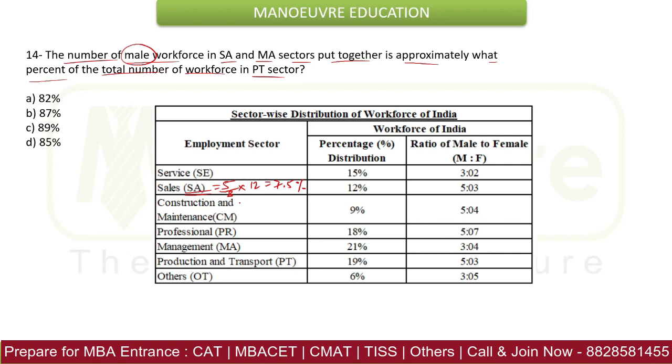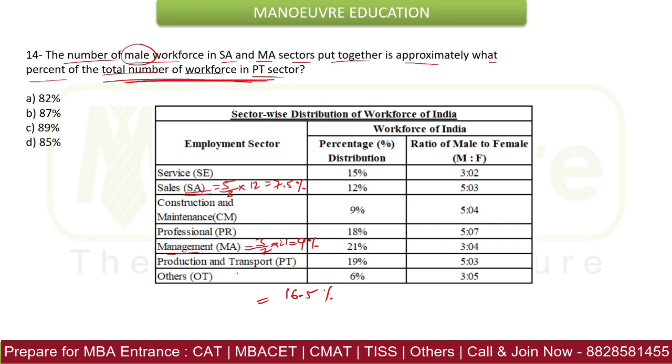And in MA sector, MA means management sector, the male percentage will be 3 by 7 into 21, this is 9%. Yes, so total will be 7.5 and 9, that will be 16.5%. And with respect to what?